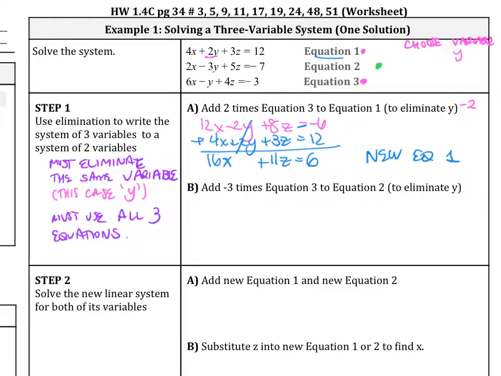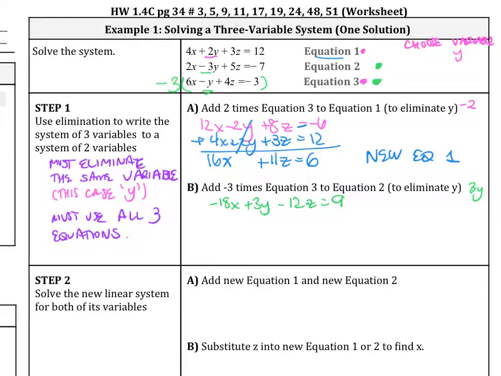multiply this bottom equation. I need my y's to be 3's. Okay, so this is a negative 3y, therefore this needs to be a positive 3y. So how do I change this negative y to a positive 3y? Well, I need to multiply that by a negative 3. So multiplying that together, I get negative 18x plus 3y minus 12z equals a positive 9. So that's my new equation 3.